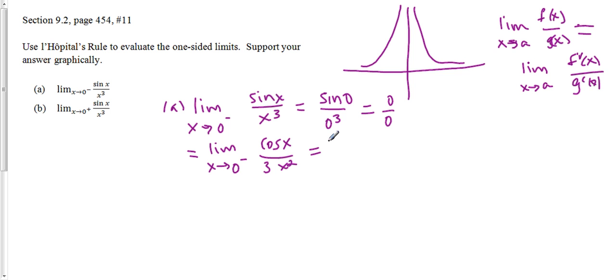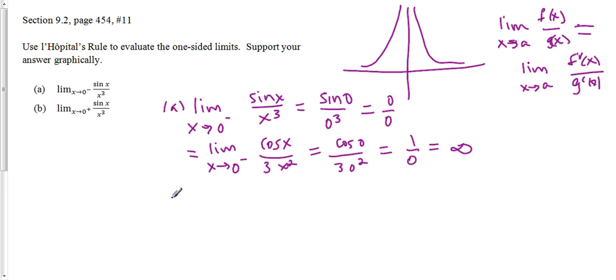So if I substitute in 0 again, I'm going to get now the cosine of 0 over 3 times 0 squared, and the cosine of 0 is what? 1. So I'm going to get 1 over 0. And that is actually an answer, because what is 1 over 0 equal to? Well, it's equal to infinity. And that really is what looks like is happening with my graph.